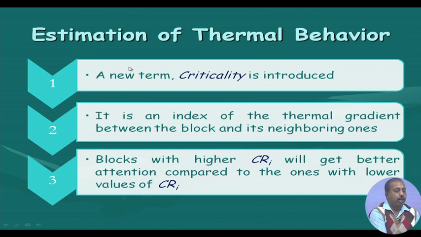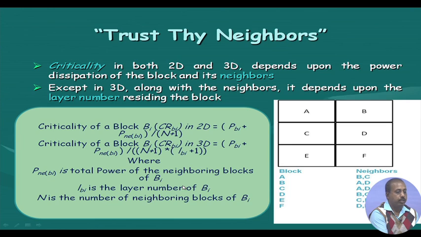Now, for thermal behavior estimation, we define something called criticality. It is an index of the thermal gradient between the block and its neighboring ones. So, it is to some extent similar to what we were discussing previously. Blocks with higher criticality will get better attention compared to ones with lower values of criticality. So, this will be the cost function that we will consider.